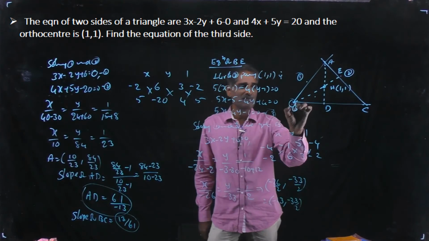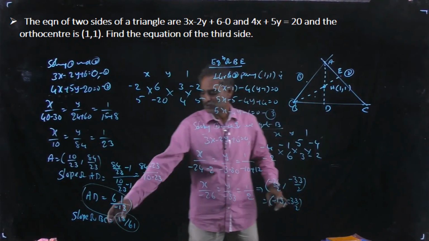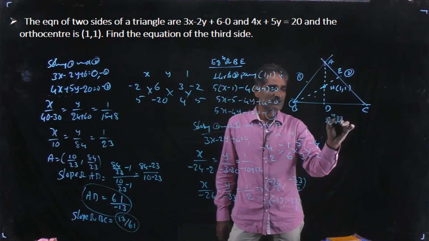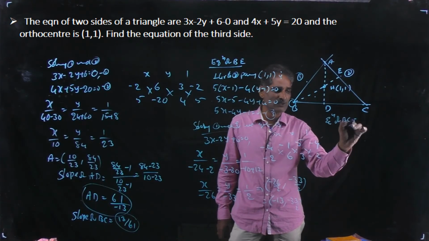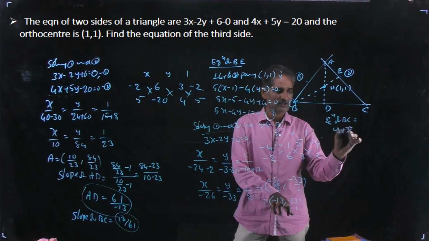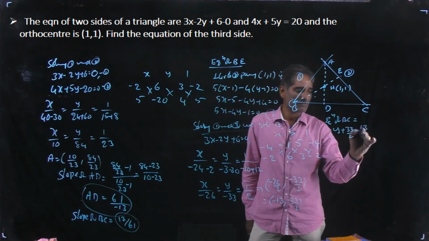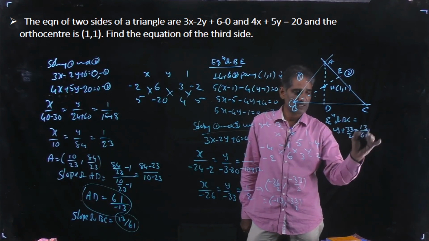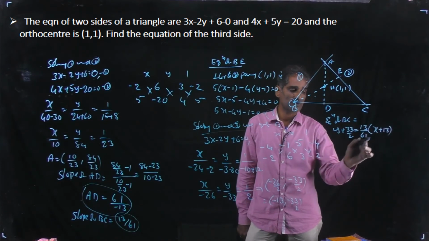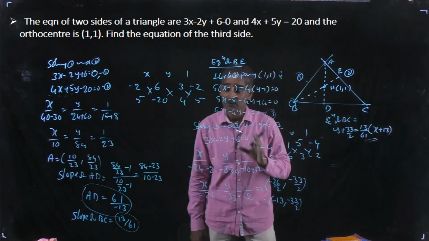We know the point B and the slope of BC also. Now the equation of BC: y plus 33 by 2 is equal to the slope 13 by 61 into (x plus 13). By simplifying this equation we will get the equation of BC.